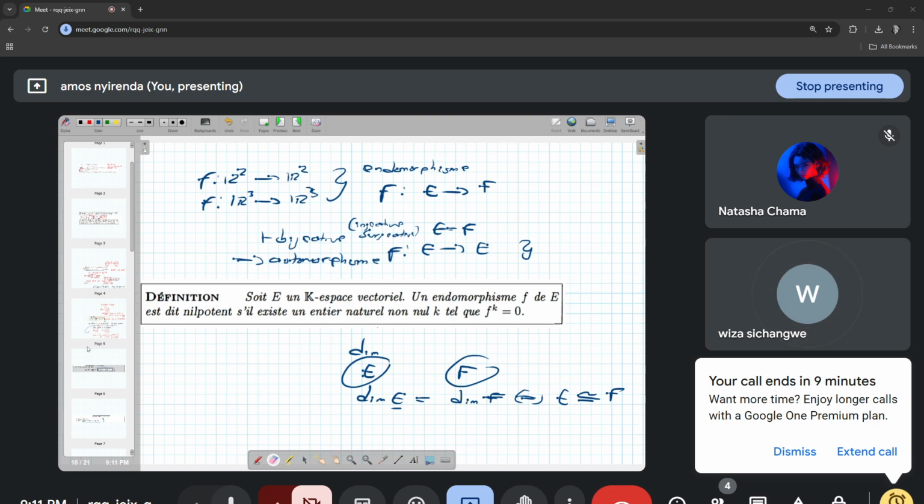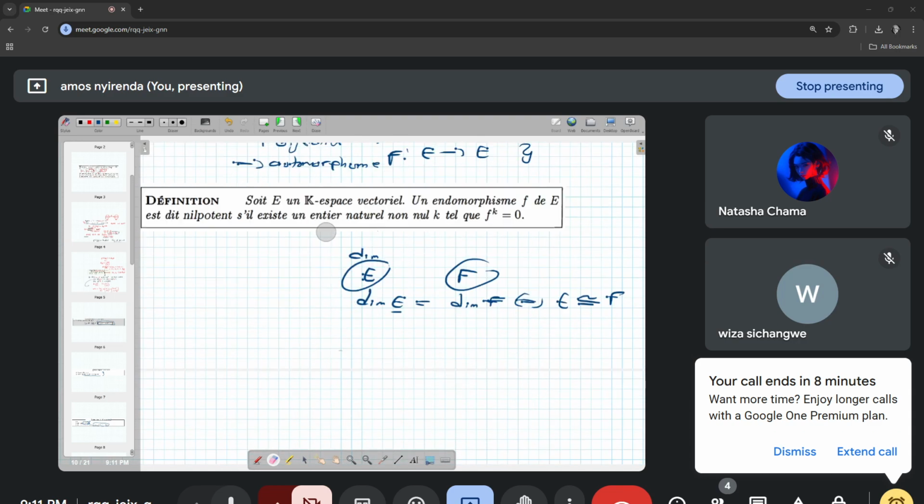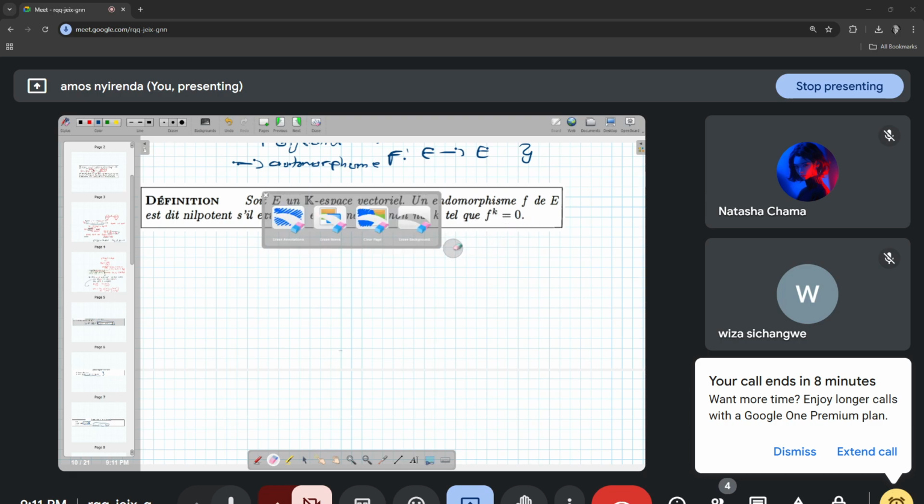Okay, so now we're talking about nilpotence. Sorry, I was about to go to the next page, but we've not talked about the main idea here. Donc soit E en K espace vectoriel, un endomorphisme F de E est dit nilpotent s'il existe un entier naturel non nul K tel que F à la puissance K is equal to 0.